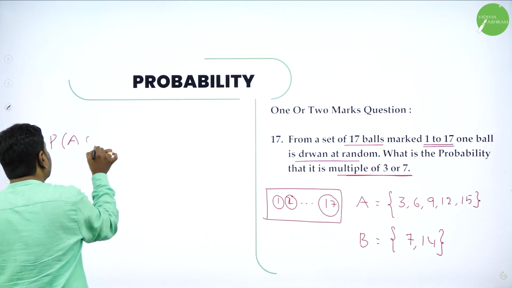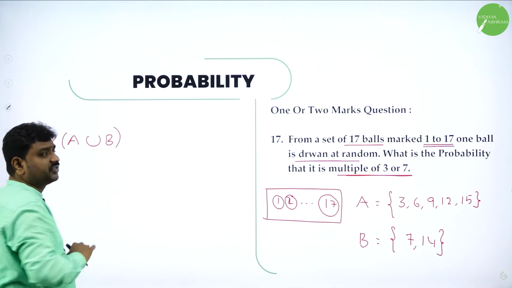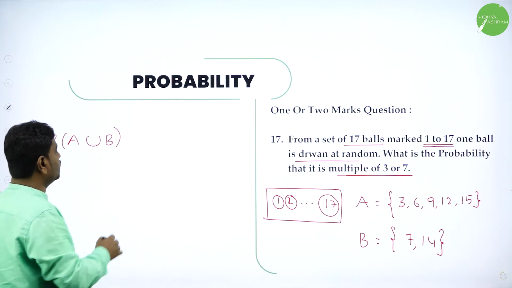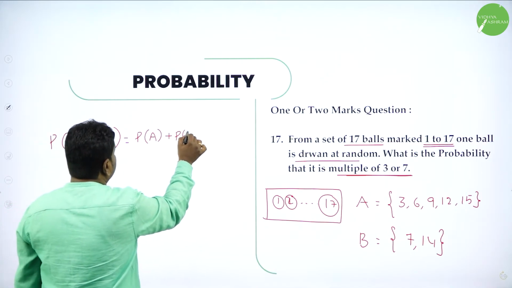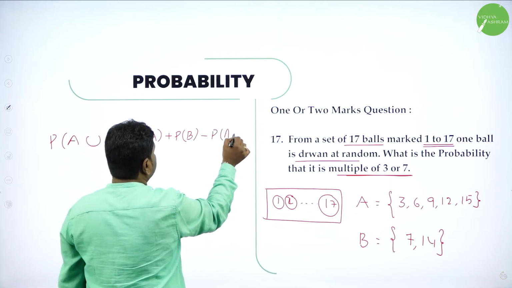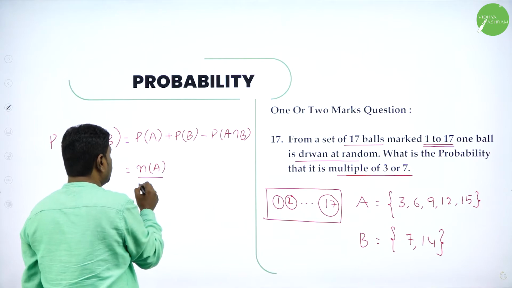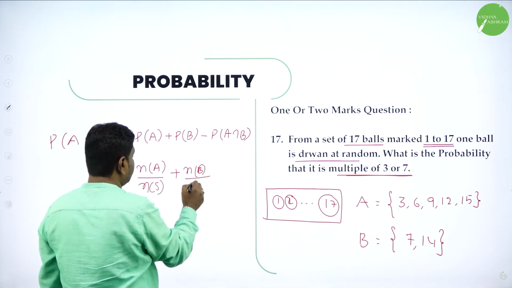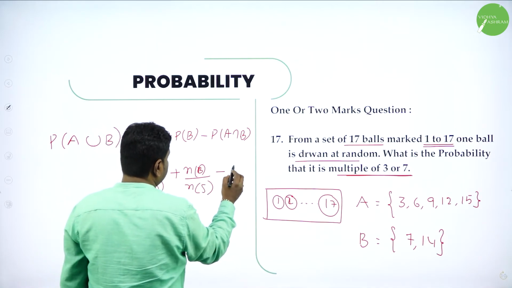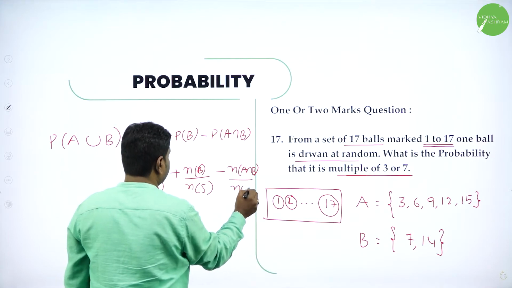Now they want the probability of getting a multiple of 3 or 7. So can I symbolize it? They want P of A or B. Or means what? Union. A means multiple of 3. B means multiple of 7. So now what is P of A or B? P of A plus P of B minus P of A intersection B. P of A is number of elements in A divided by total number of elements. P of B is number of elements in B divided by total number of elements. P of A intersection B is common elements in both, divided by number of elements in S.